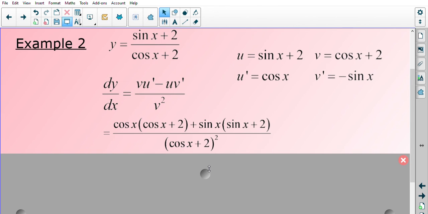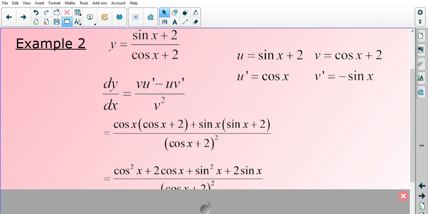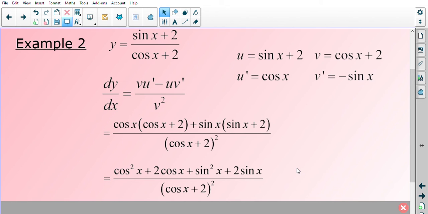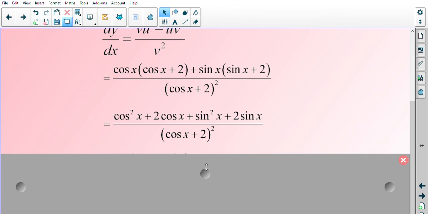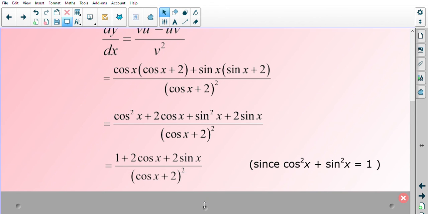Moving on. That is our answer, but that is still nowhere near as nice as we'd like it to look. Let's see if we can tidy this up. Let's work on the numerator. If I multiply out my brackets, I'm going to get cos squared x plus 2 cos x. Multiply the second bracket, that's plus sin squared x plus 2 sin x. You might think that's us finished at that point. However, using the rule that we have known from National 5 level, that answer will become 1 plus 2 cos x plus sin x all over cos x plus 2 squared, since the rule cos squared plus sin squared equals 1. That's why I've swapped this cos squared plus sin squared with this 1 there.